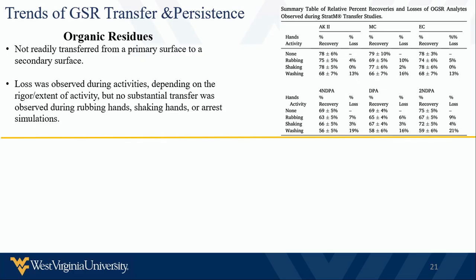And these are some of the studies and the trends that we have observed for the transfer of GSR and persistence. In the case of the OGSR, they are not really transferred from the primary surface to a secondary surface, and also the loss was observed during the activities depending on the rigor or extent of the activity, but there is no substantial transfer from rubbing hands or many of the other activities that we have performed.